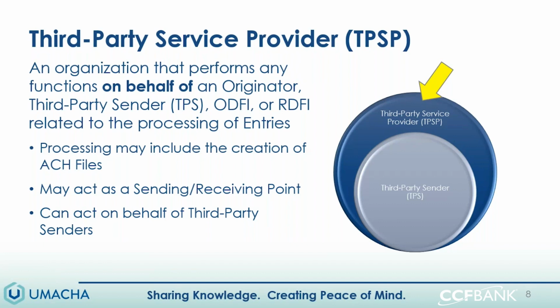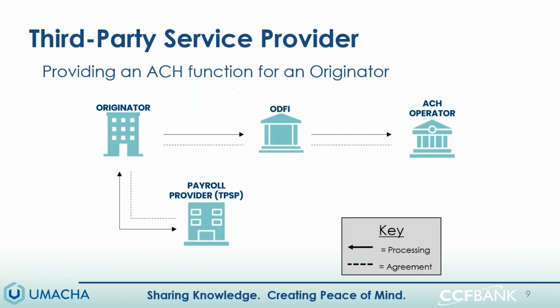So a third-party service provider, like I said, they're providing a service on behalf of another participant. So in this example, we're showing a payroll provider on behalf of an originator. This is pretty common. So we have a payroll provider that creates that ACH file and they give it back to the originator and say, here you go, here's your file. You can send that on to the ODFI or send that on to CCF Bank in order to process your payroll, for example. So that's what we're showing you here: you may have a third-party service provider that helps you with some of your functions of ACH.